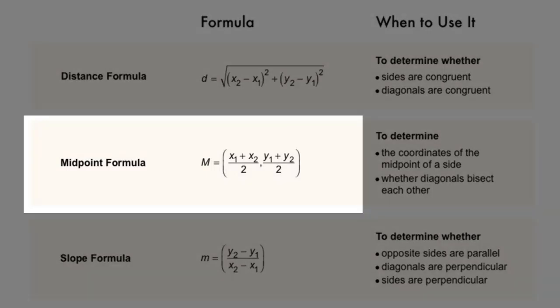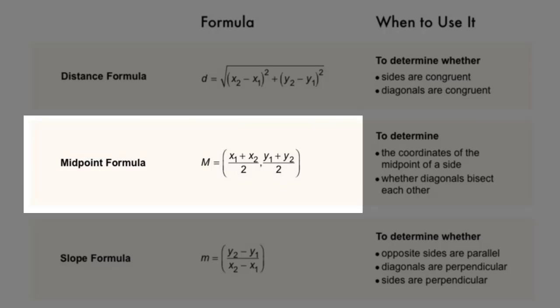Next, the midpoint formula. Remember this one, capital M, standing for the midpoint, equals two coordinates, an x-coordinate and a y-coordinate. The way that we compute these is to take two x-coordinates that are known, x1 and x2, add them together and divide by 2. That gives us the x-coordinate of the midpoint. To find the y-coordinate, we take y1 plus y2 divided by 2.